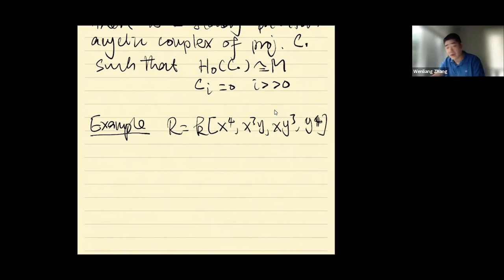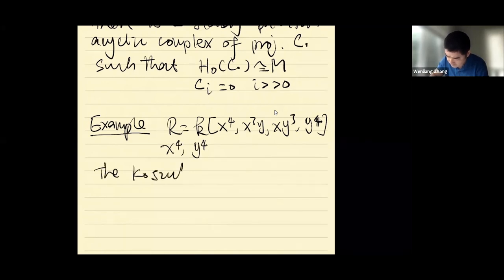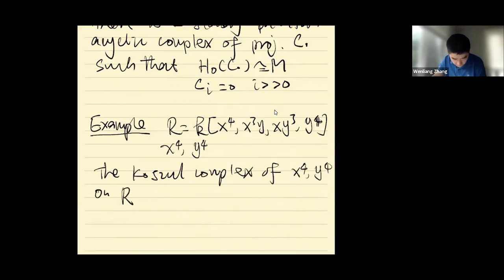Okay, so we know that this is not a Cohen-Macaulay ring. And now I can pick, say, two elements, X^4 and Y^4, and the general m-primary ideal here. Now the Koszul complex of these two elements on R is actually phantom acyclic. We know that X^4, Y^4 is not a regular sequence. So the Koszul complex is not acyclic, but turns out to be phantom acyclic.